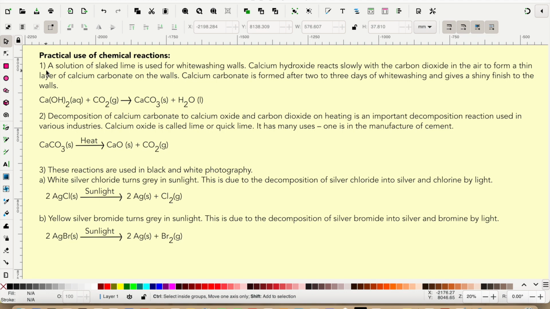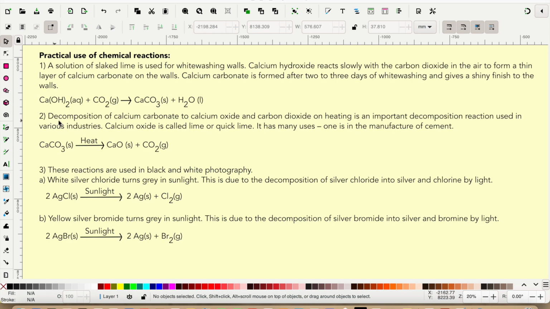First one is, a solution of slaked lime is used for whitewashing walls. Calcium hydroxide reacts slowly with carbon dioxide in the air to form a thin layer of calcium carbonate on the walls. Calcium carbonate is formed after 2 to 3 days of whitewashing and gives a shiny finish to the walls.